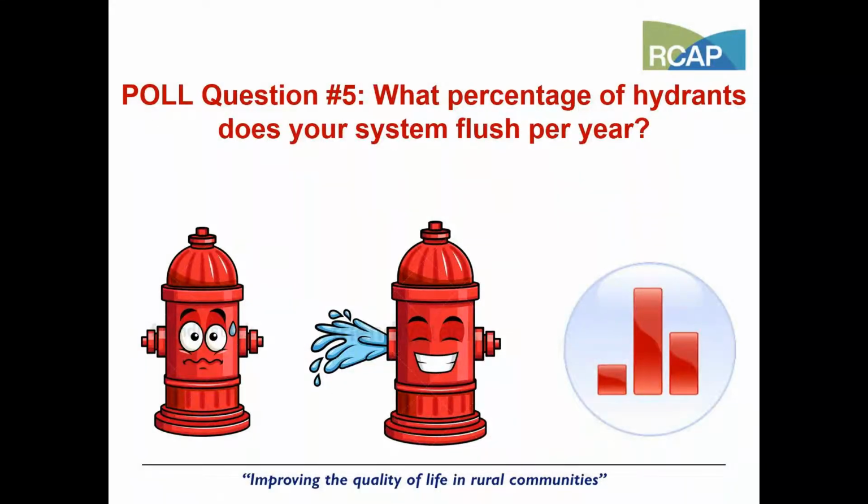Okay, so we're getting almost about 60%. Yeah, let's get those votes in. I noticed we have a not applicable choice. That's handy. Yeah, if you don't have hydrants, hit that not applicable. Just checking. Okay, maybe people took a break early.